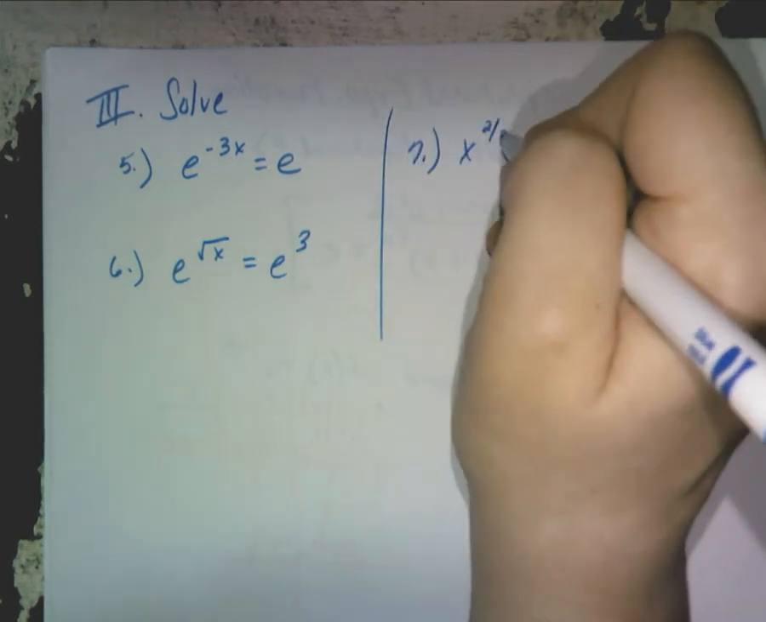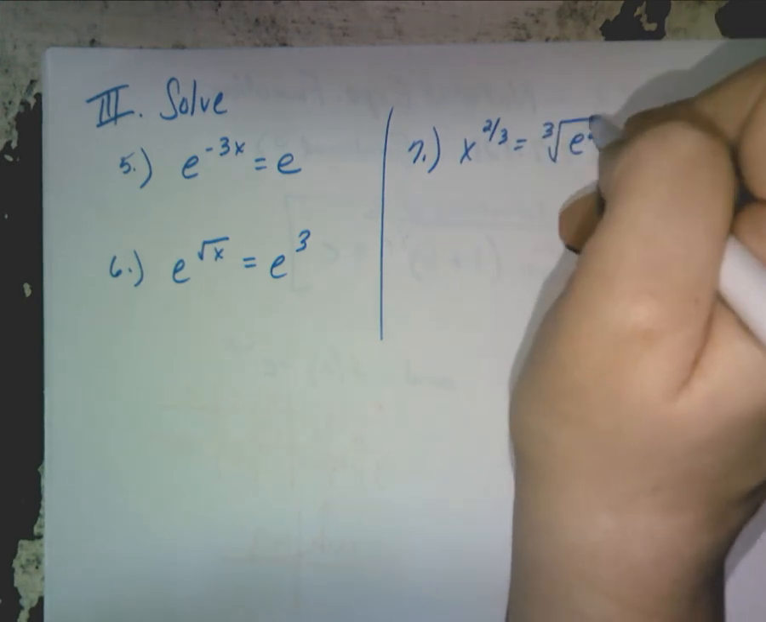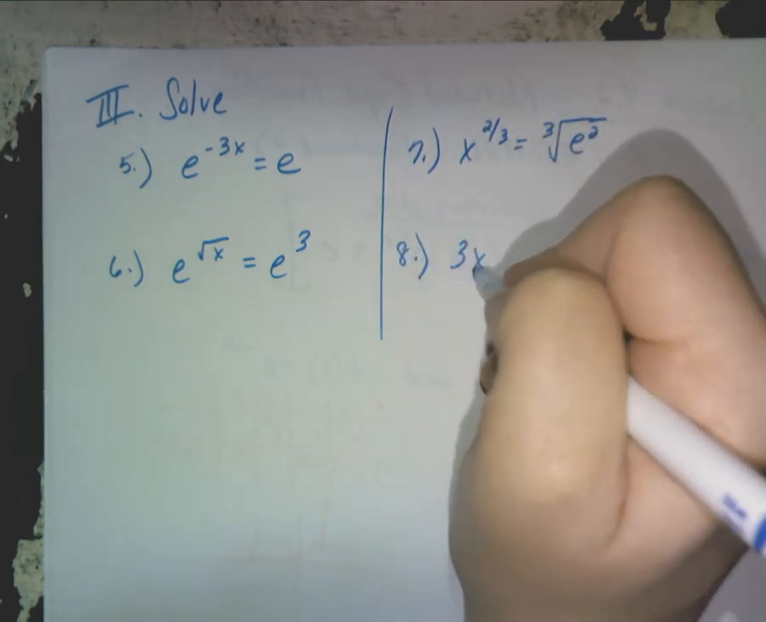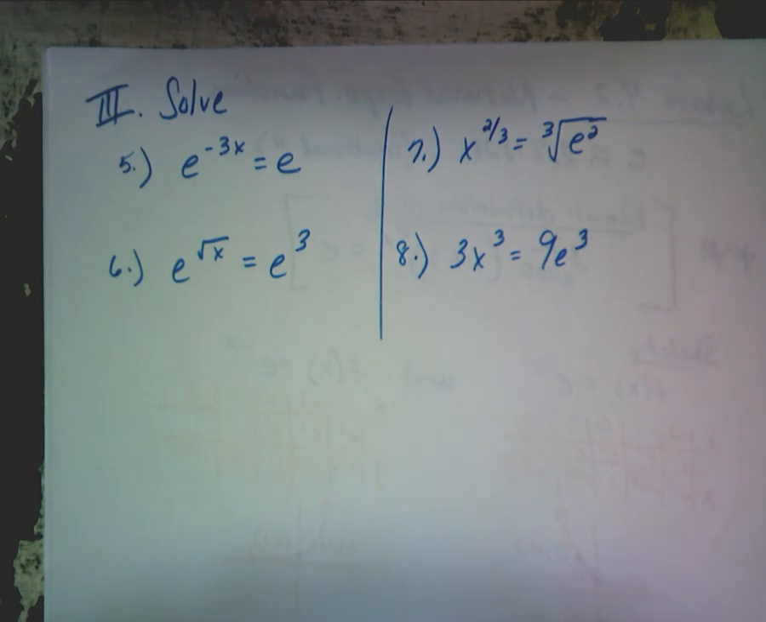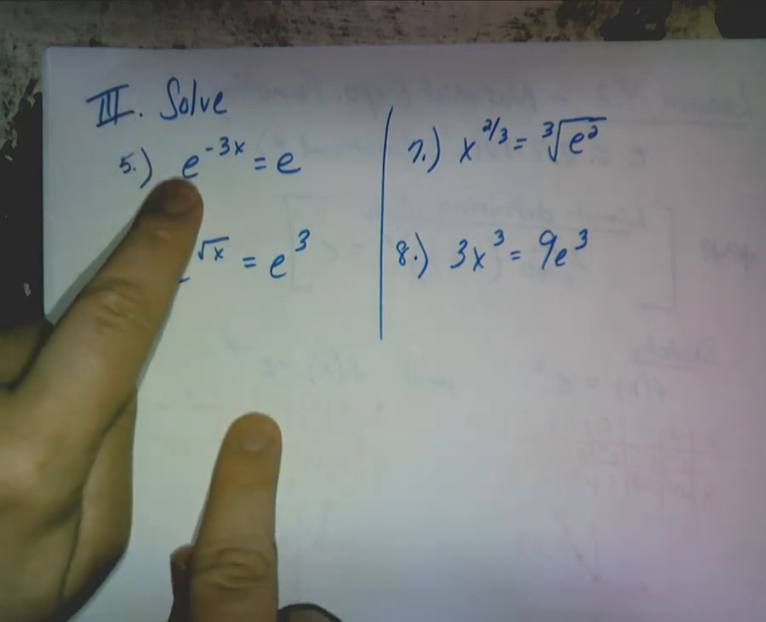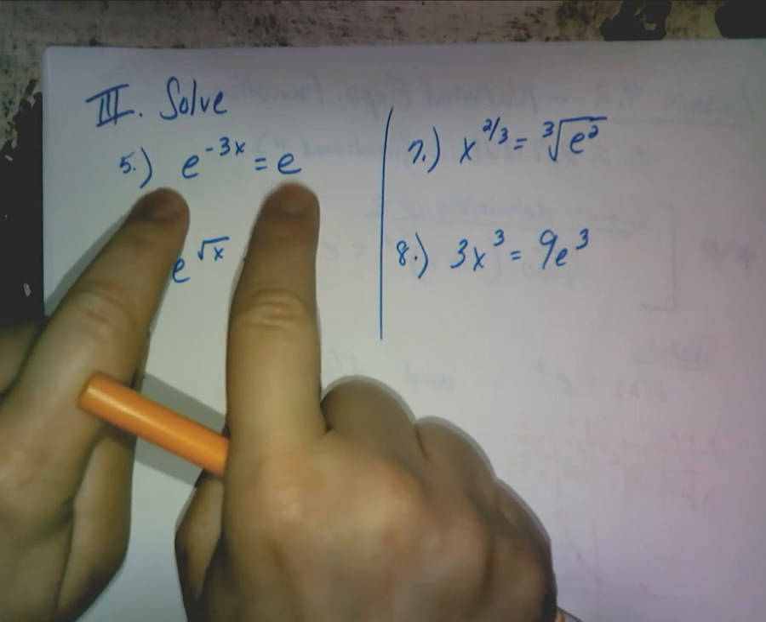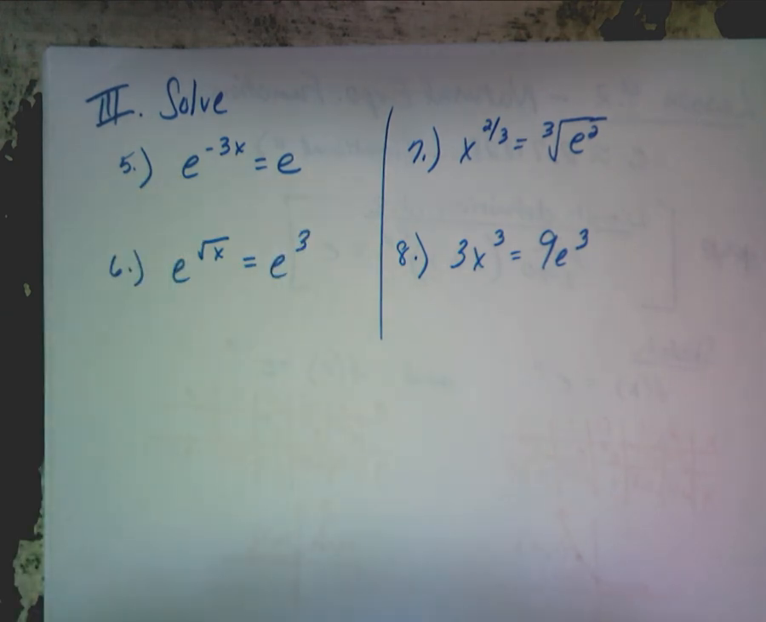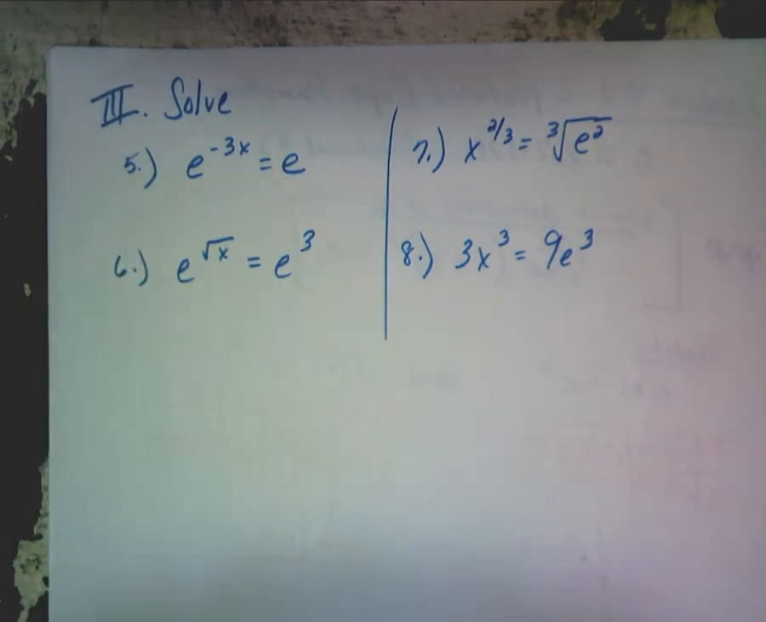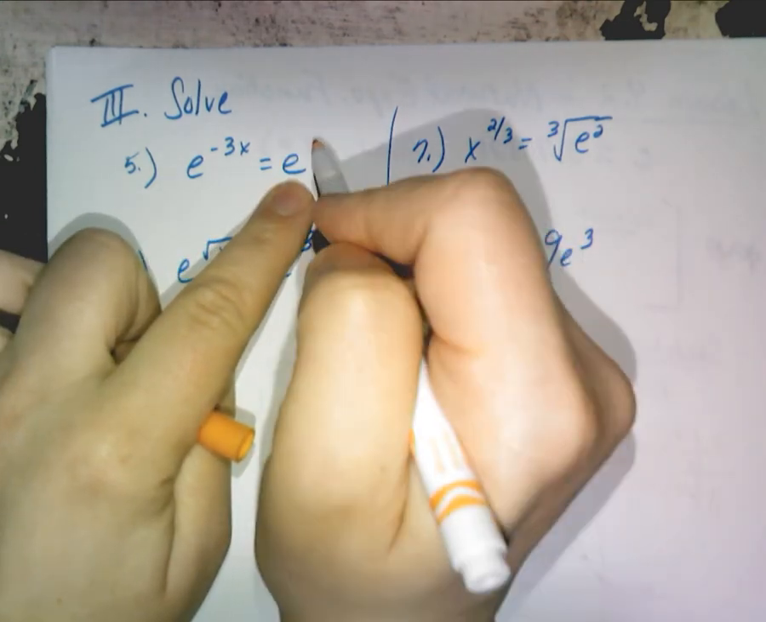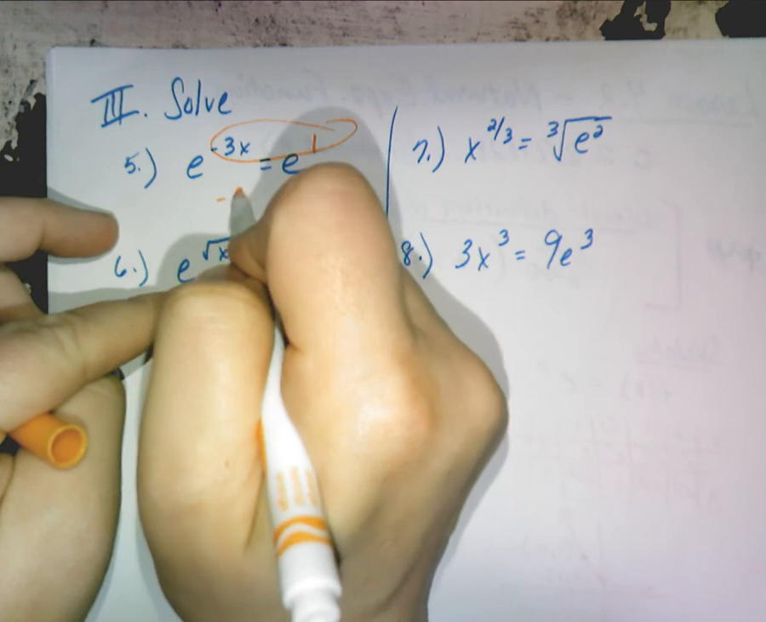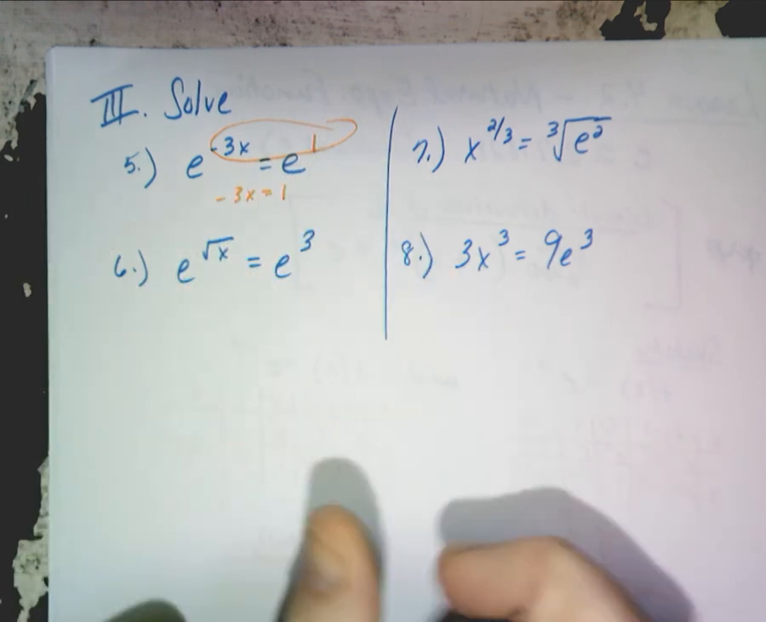7x to the 2/3 equals 8. I'll do these 3. All right, so for the first one, you have a base e, you have another base e. That's what you want. You want them to be the same base. That's what we were doing yesterday. We were changing everything to a base 2 or a base 3. These are both base e's. So if they're the same base, then you set the exponents equal. What's the exponent right here? 1. So set the exponents equal. What does x equal? Negative 1/3.